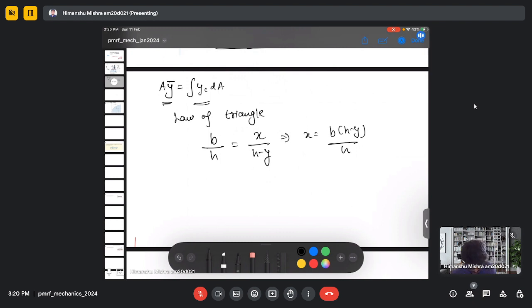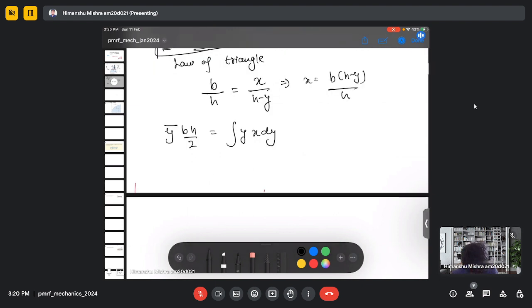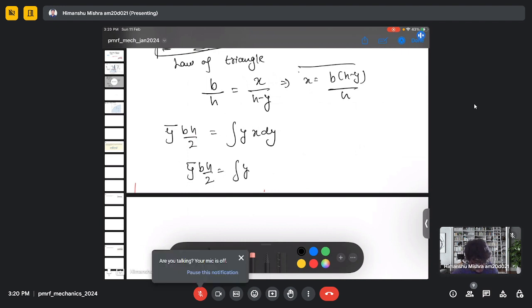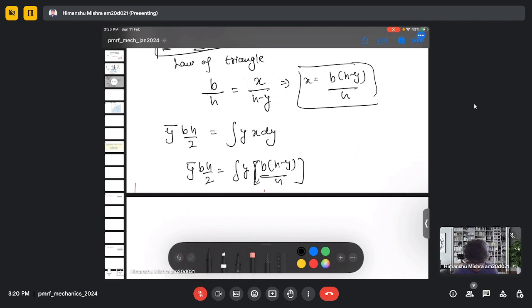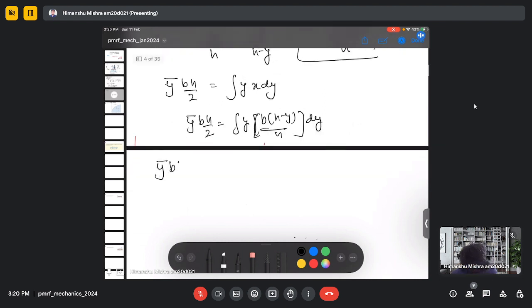So now we can use this moment relation to find the y bar, which is y bar times bh by 2 equals the integral of y, and my dA is x dy. So it will be y bar bh by 2 equals y, and my x is this. So it will be b (h minus y) by h dy.